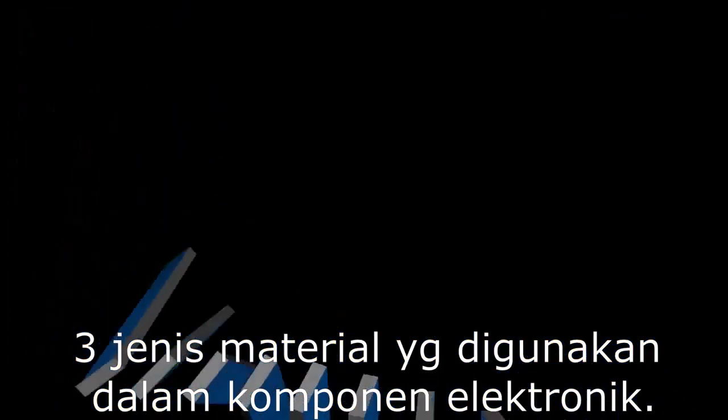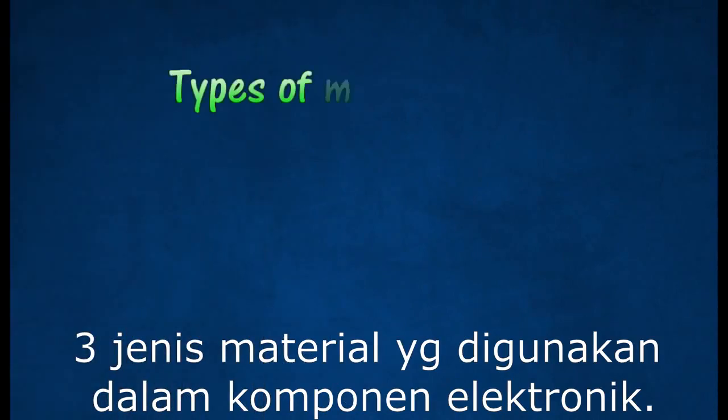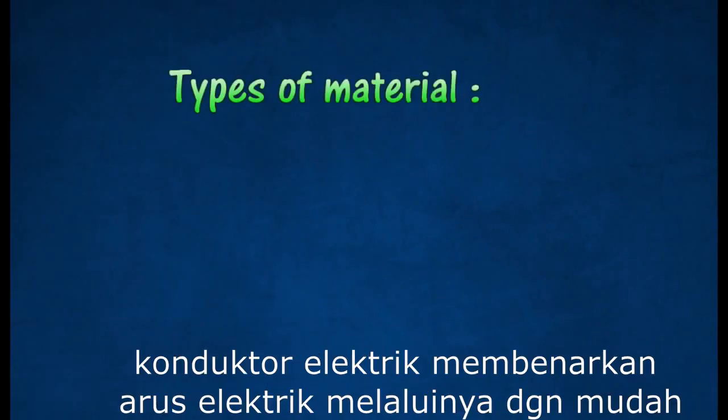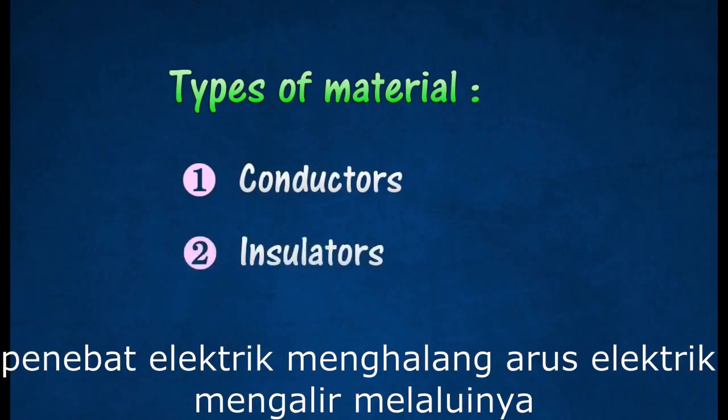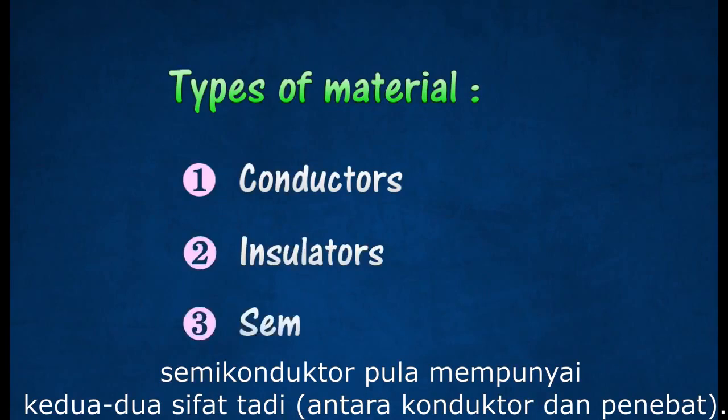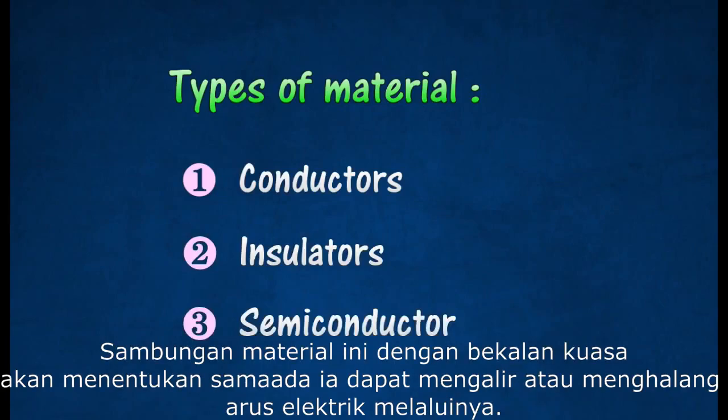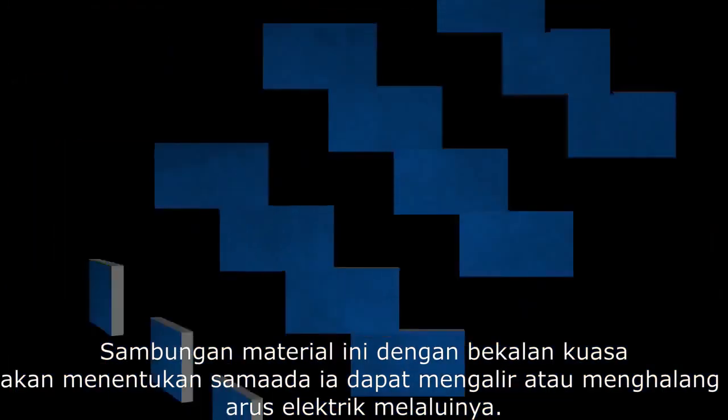Semiconductor. There are 3 types of materials used in electronic components. Electrical conductors are materials that allow electricity to flow through them easily. Electrical insulators are materials that prevent electrical flow. Semiconductor materials exhibit both conducting and insulating properties. The way in which the material is connected to a power supply determines whether it will conduct an electrical current or prevent it from flowing.